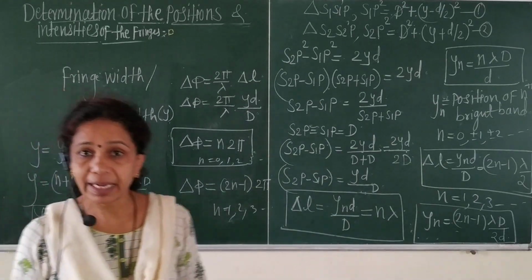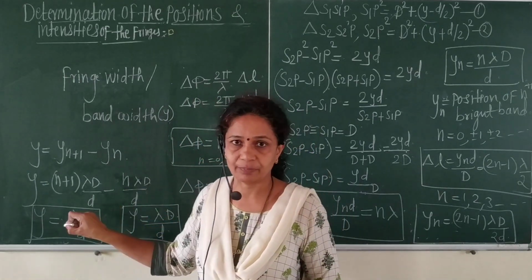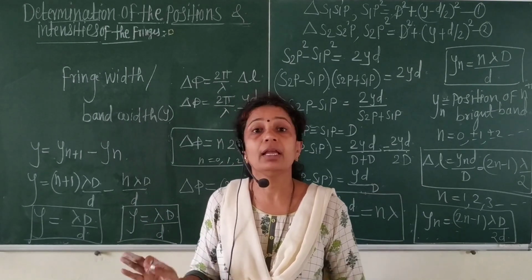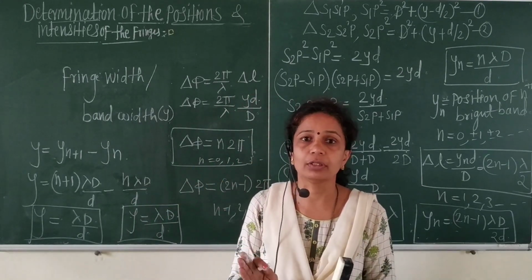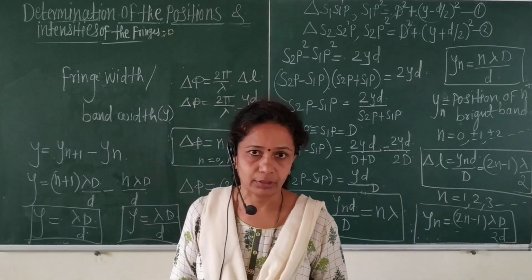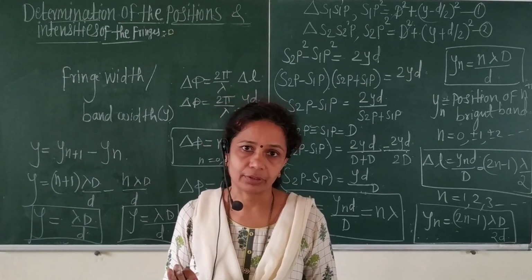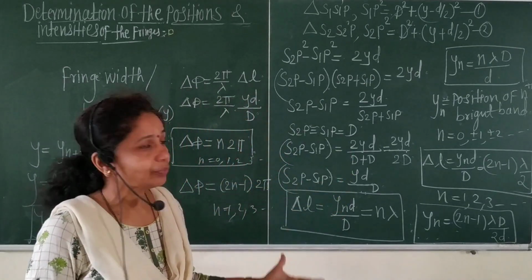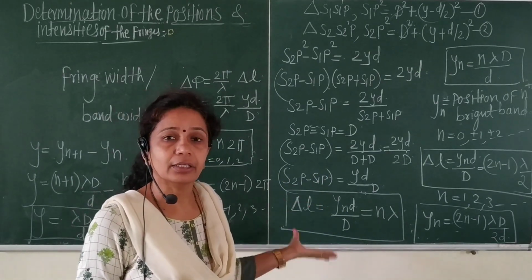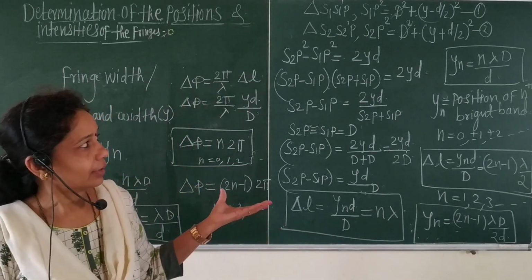Therefore, these bright bands and dark bands are equally spaced. The distance between them is equal, and the widths of the bright bands and dark bands are also equal. Widths are equal, but intensities are different. These are the positions of the bright band and dark band and the conditions for the bright band and dark band. Okay, let us stop here.